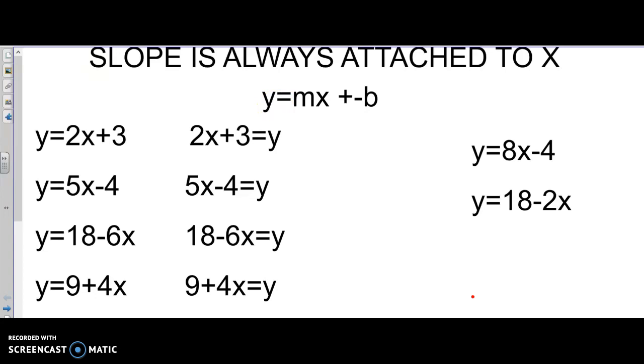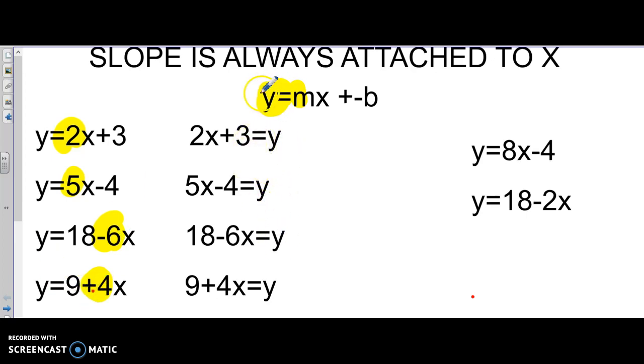All right. The first few questions you're going to see are going to be asking you what is the slope of an equation. If y is by itself, like how it is here, you can automatically tell that your slope is whatever is attached to x. So this is my slope, -6 is my slope, don't forget the sign, +4 is my slope.